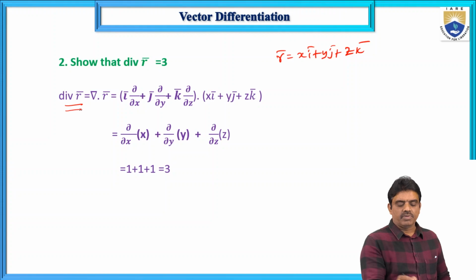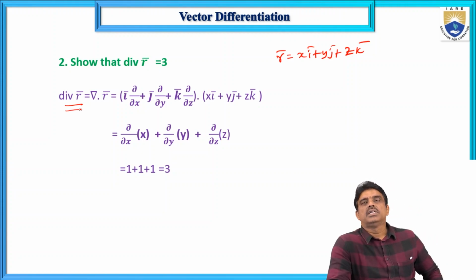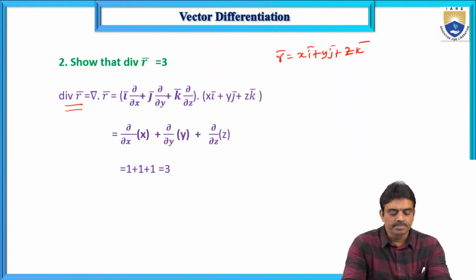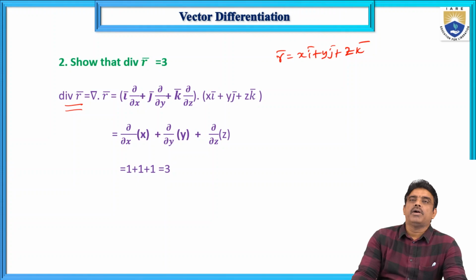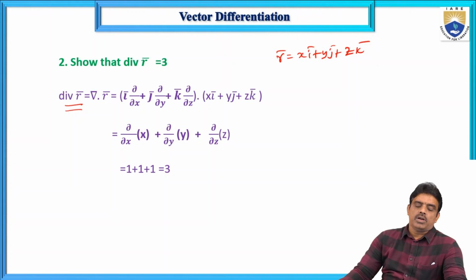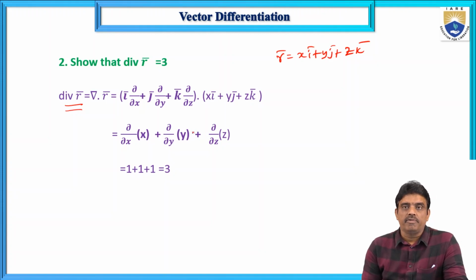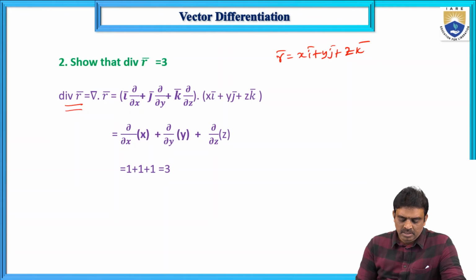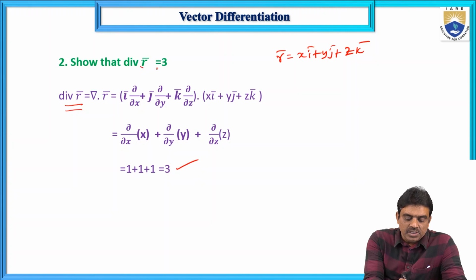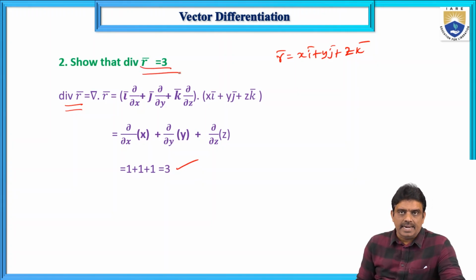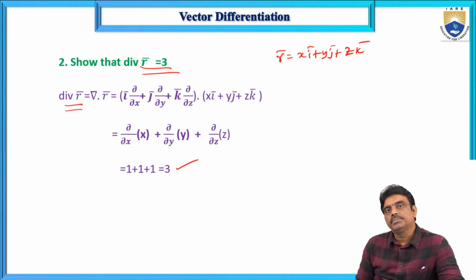Then div r bar is equal to del dot r bar. So del means i bar dou by dou x plus j bar dou by dou y plus k bar dou by dou z. The dot product with r bar, which is x i bar plus y j bar plus z k bar. Using the dot product, i bar dot i bar is 1, j bar dot j bar is 1, k bar dot k bar is 1. So dou by dou x of x plus dou by dou y of y plus dou by dou z of z. The values are 1 plus 1 plus 1, that is equal to 3. So div r bar is equal to 3. This is a standard result.